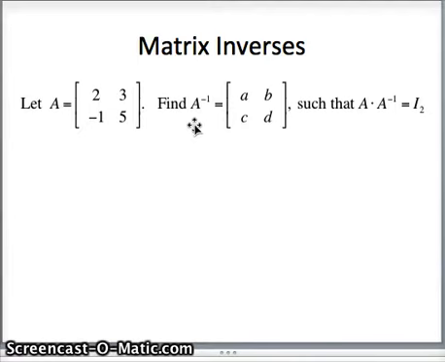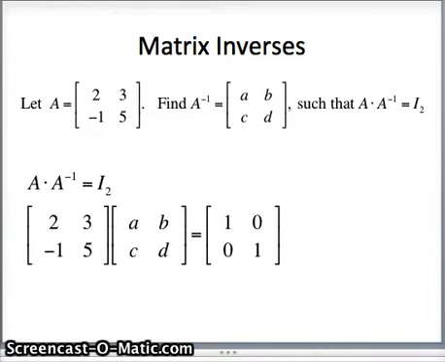So what is an inverse matrix? The matrix A to the negative 1 such that A times A to the negative 1 is the identity matrix. If I start with this matrix, what do I multiply that by to get back the identity matrix? That's what we're looking for here.